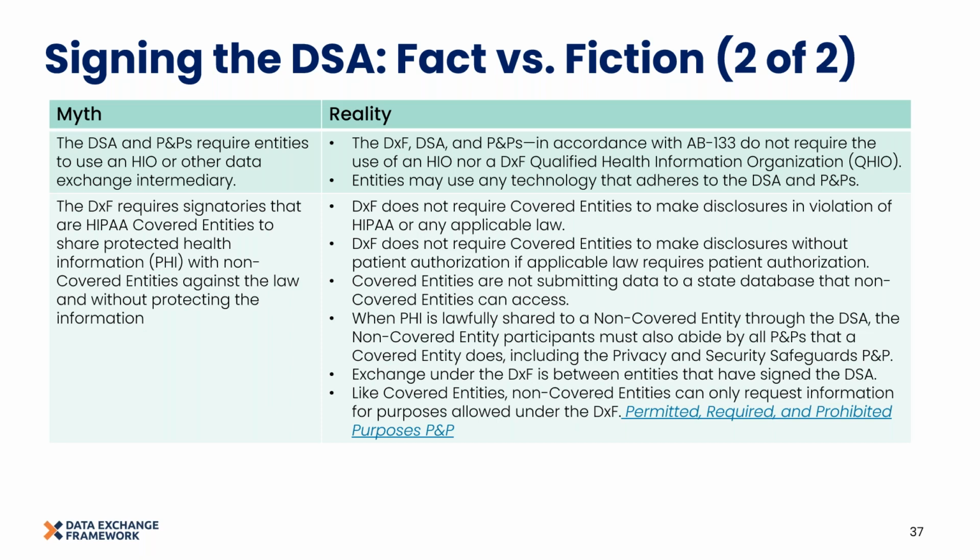When PHI is lawfully shared with a non-covered entity through the data sharing agreement, the non-covered entity must also abide by all policies and procedures that a covered entity does, including the privacy and security safeguards. So that's where there are social services entities that everybody knows are not covered entities under HIPAA, but they have signed the DSA, which binds them to all the terms and conditions of the DSA, which also includes everything within a policy and procedure. Exchange under the data exchange framework is between entities that have signed the DSA. It will not be with entities who have not signed. And like covered entities, non-covered entities can only request information for the purposes allowed under permitted, required, and prohibited purposes.